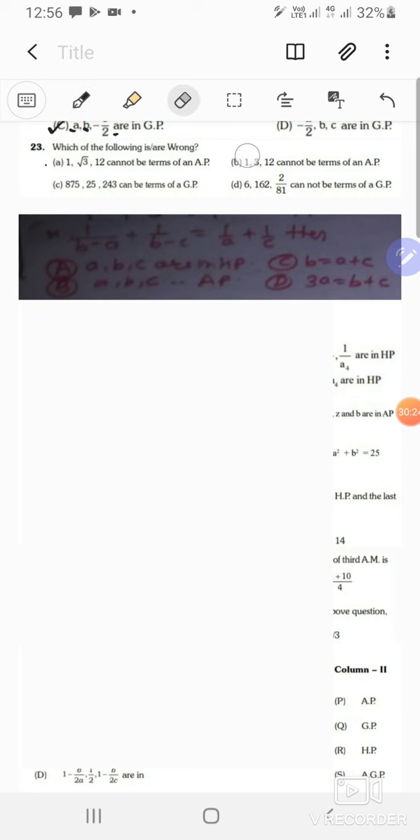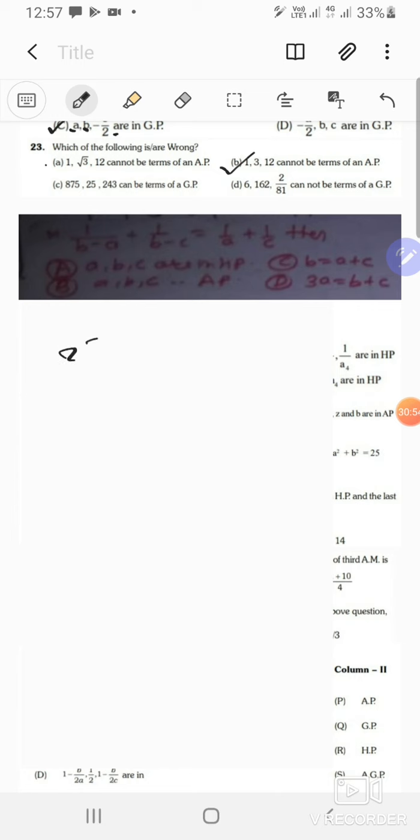I mean, this is the correct option though, because we have to find which of them is or are wrong. So this is a multiple choice question. Okay, 875, 25, and 243 can be terms of a GP. Well, I guess they definitely can be. They are all positive, right? Yeah, I think they can be the terms of a GP.